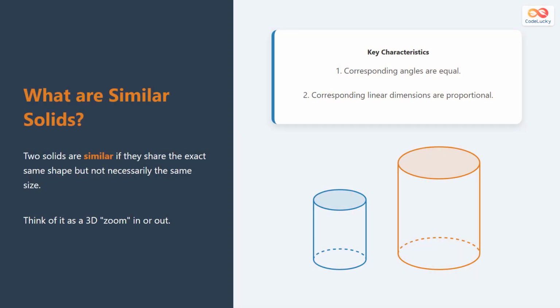So, what exactly are similar solids? Simply put, two solids are similar if they have the exact same shape but are different sizes. It is like taking a 3D object and zooming in or out on a photocopier. There are two strict rules. First, all their corresponding angles must remain equal. Second, all corresponding linear dimensions, like height, radius, or width, must be proportional.